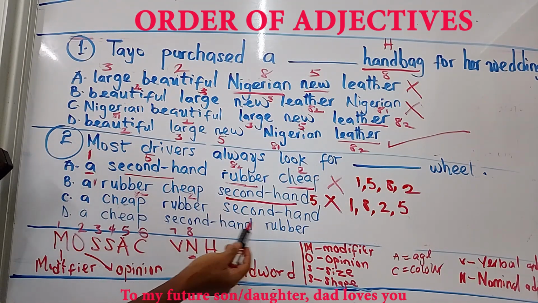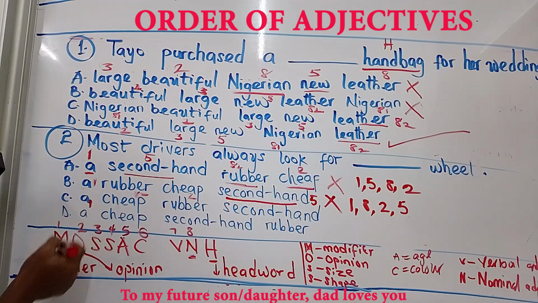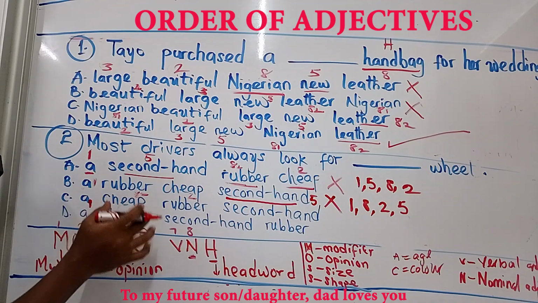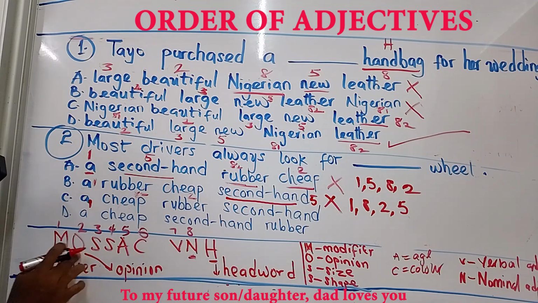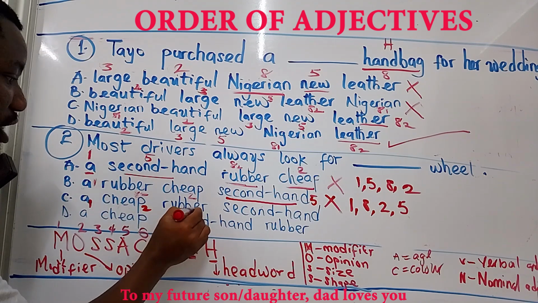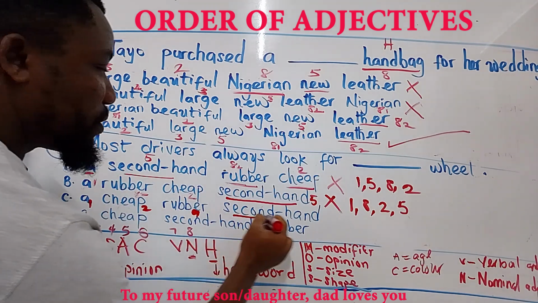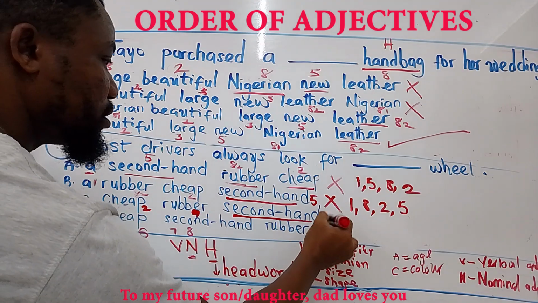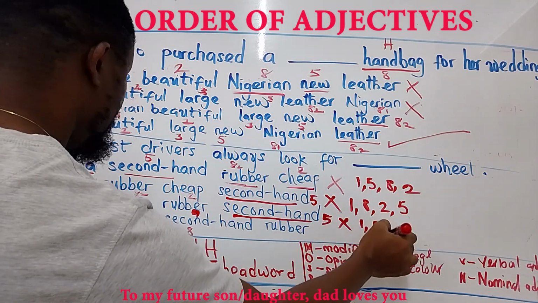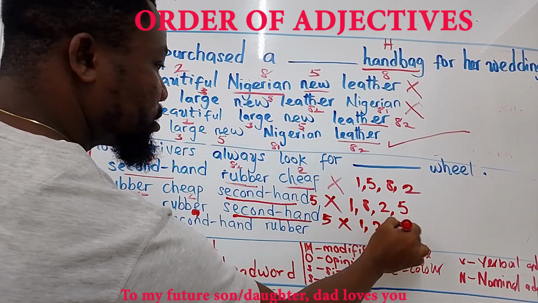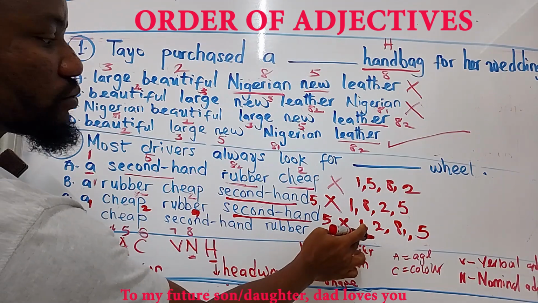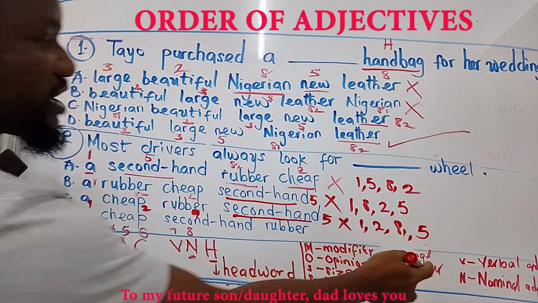A cheap rubber second hand. A is 1, which is modifier. Cheap is still talking about opinion, and opinion is number 2. Rubber is the material, which is 8-1. Second hand is talking about age, and age is 5. So this option is also wrong because the order is 1, 2, 8, 5. Makes no sense.